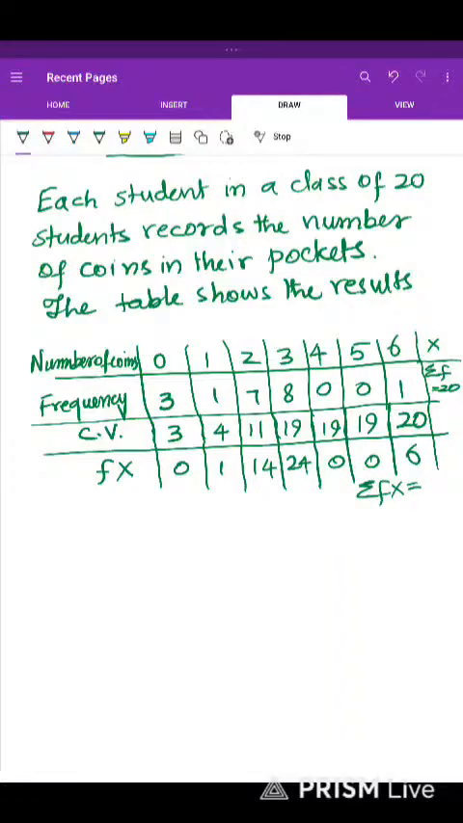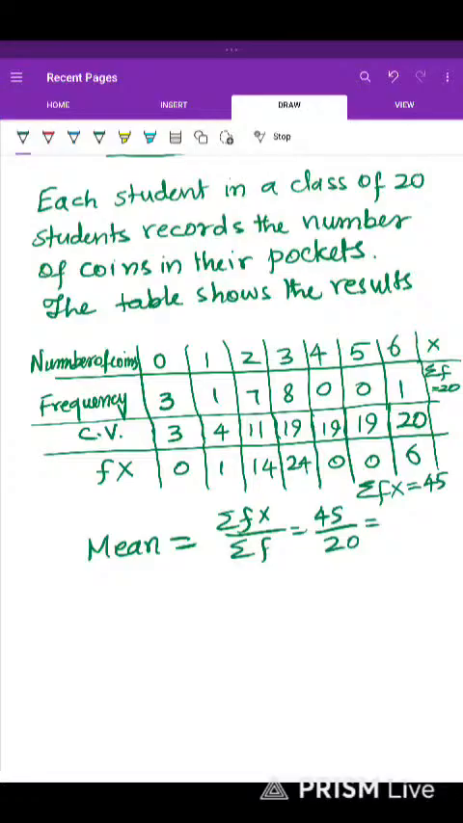6 plus 24, 30, 30 plus 14, 44, plus 1, 45. So they all sum to 45. We are asked to find the mean here. Mean has the simplest formula: summation fx by summation f. Summation fx is 45, which we have calculated already, and summation f is 20.